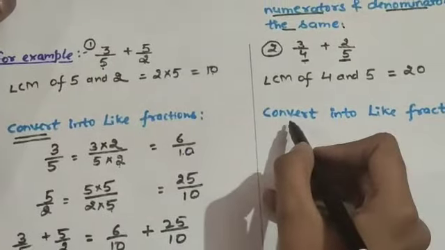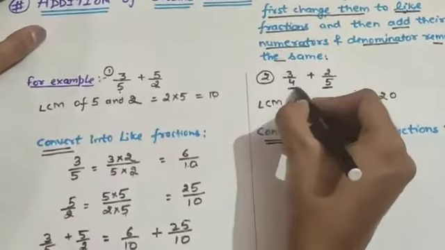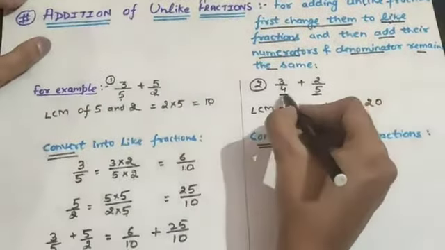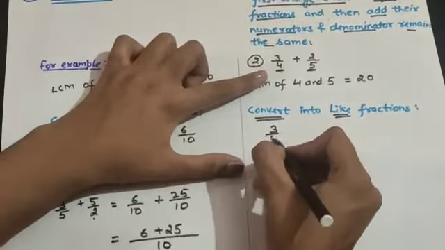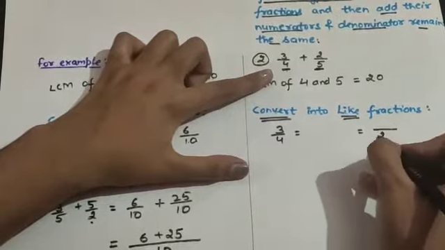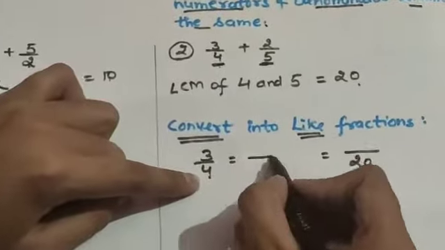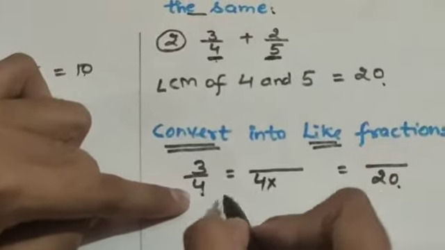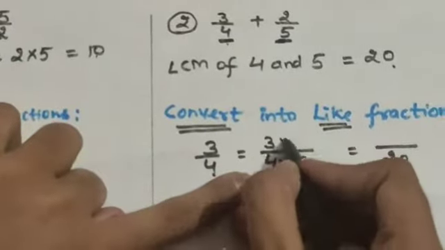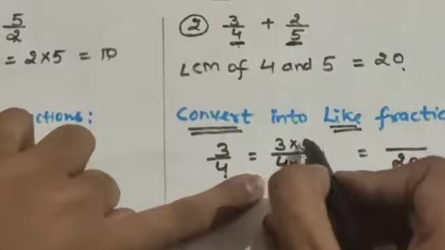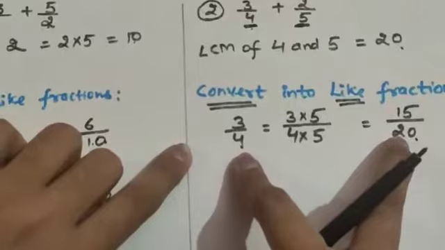Now come to the second step, where we convert them into like fractions. That means we have to make the denominators of these two fractions the same. We want the denominator to be 20, but the denominator is 4. So for making it 20, we multiply 4 by which number? 5. Now if I am multiplying the denominator, I have to multiply the numerator too. So it will be 15 by 20. Now these two fractions are equivalent fractions.